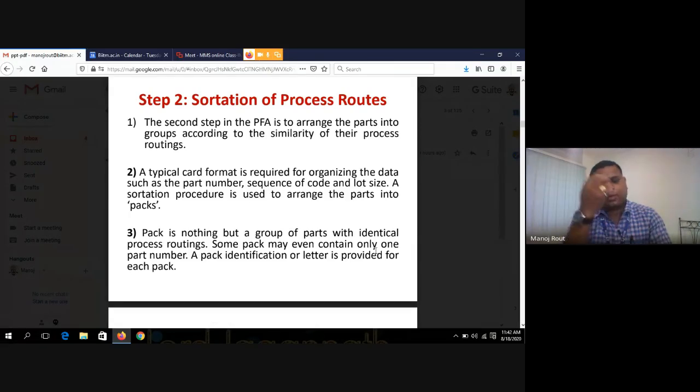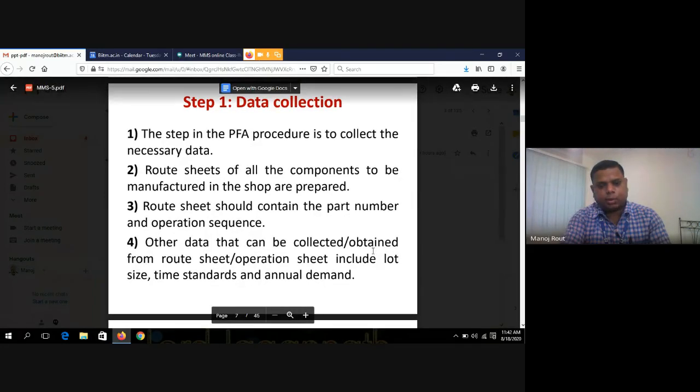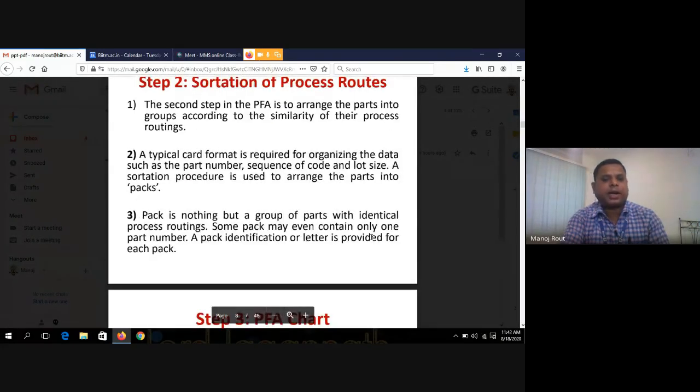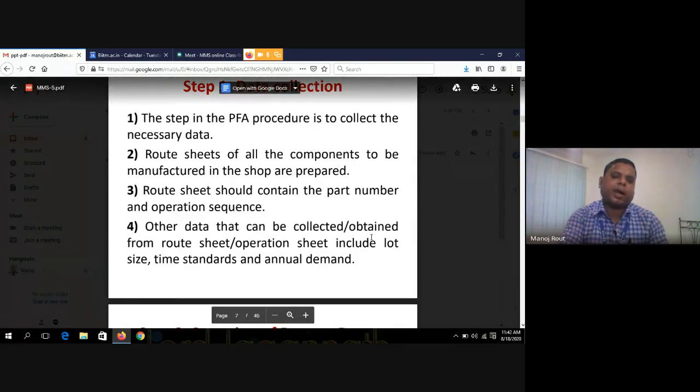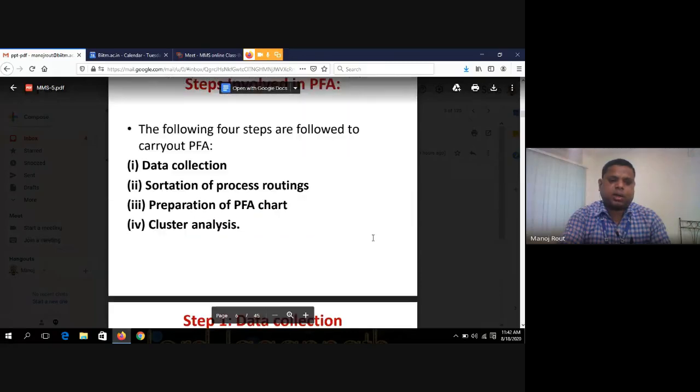The next step is sortation of process. The second step of your product flow analysis is to arrange the part families according to similar processes and routings. The next part is the typical card format. As you know, in case of machine data, they provide a particular display. That display provides such information, known as part number. The next is sequence of code, then lot size, and the sortation process is used to arrange the parts into a number of packs.